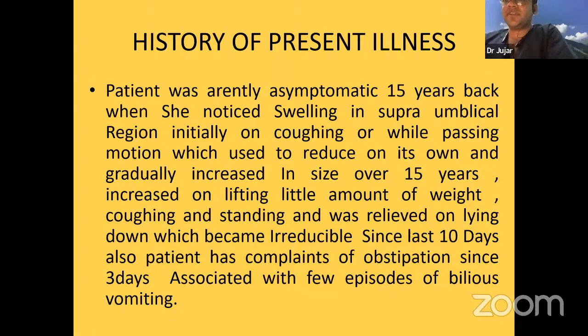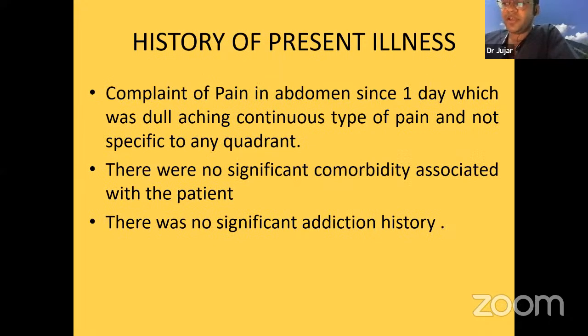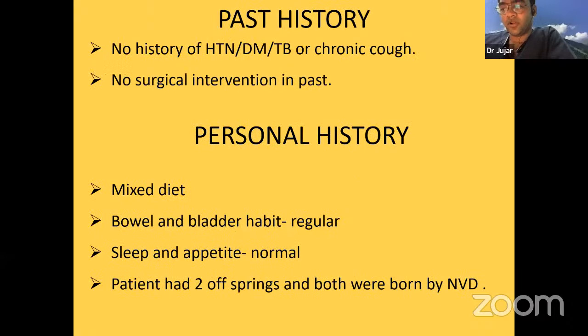In the last year, this patient had complained of intermittent obstipation. And since the last 3 days, she was not passing motion and flatus. There were episodes of bilious vomiting accompanied by abdominal pain. The pain was dull aching in nature, continuous, and not localized to any specific quadrant of the abdomen. The patient did not have any significant comorbidity, and there was no addiction history. There was no history of any chronic medical illness, no history of hypertension, diabetes mellitus, pulmonary tuberculosis, or COPD. In the past, the patient had not undergone any surgical intervention.